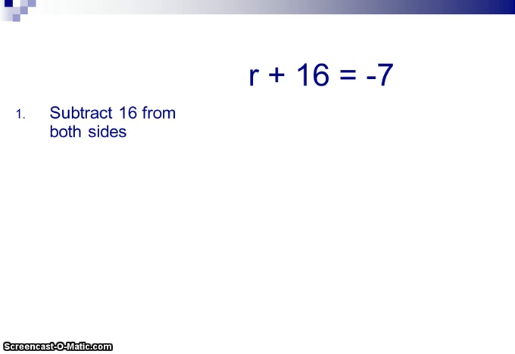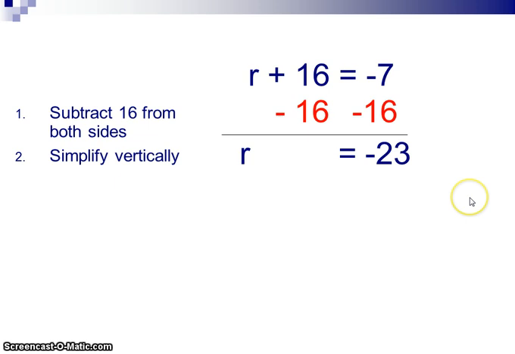So if we do it to the left-hand side, as you can see, we must do it to the right-hand side. So this will get eliminated. Okay, so this 16 will disappear, plus 16 minus 16. We're left with r, which is exactly what we wanted. And we do the math here, and we get minus 23.